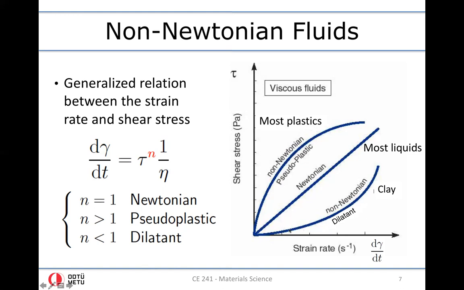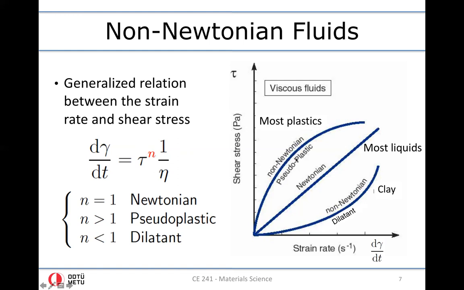Dilatant non-Newtonian fluids, denoted here in the lower curve, on the other hand, are the shear thickening materials, because when we increase the rate of the loading, the viscosity, in other words, the slope of the curve, gets greater. Therefore, the higher the loading rate, the greater the resistance of this fluid becomes against the flow.